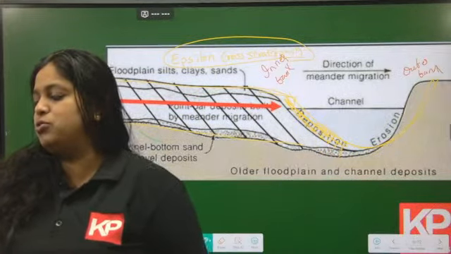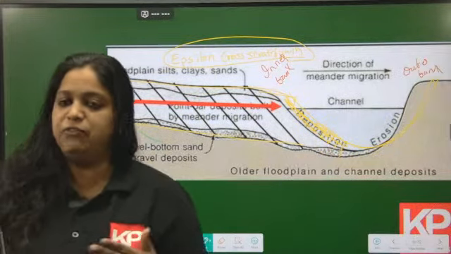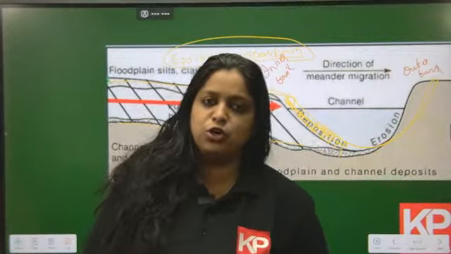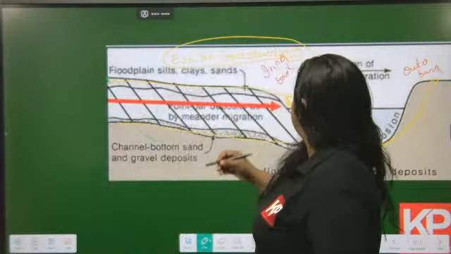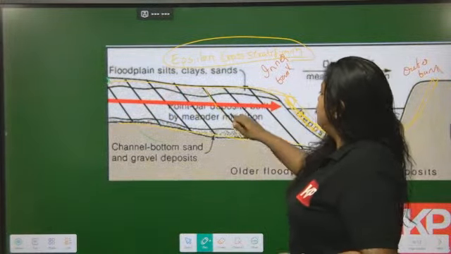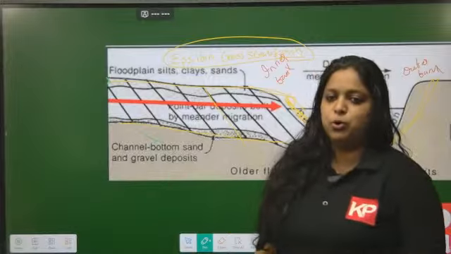So this epsilon cross stratification terminology is very important for all the competitive examinations. Even for interviews they ask a lot about epsilon cross stratification. So epsilon cross stratification forms because of lateral accretion of point bars.